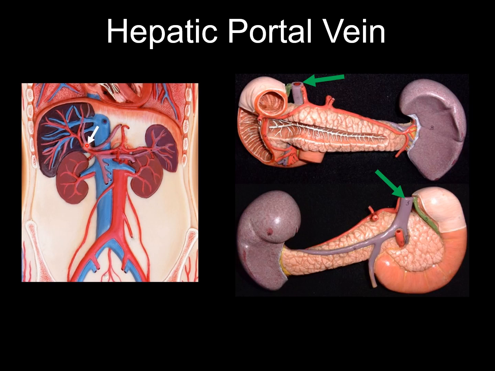So what does it look like over here on our little duodenum, pancreas, and spleen model? That's the hepatic portal vein right here and right here on the back side of the model. So that's all going into the liver.